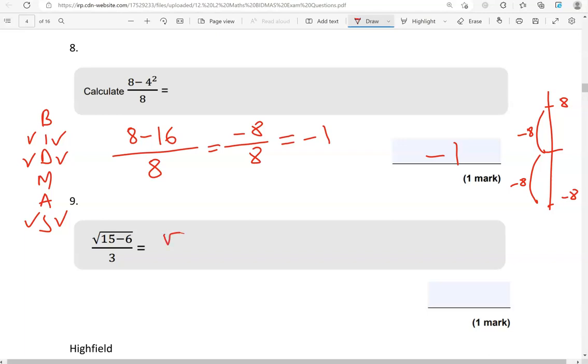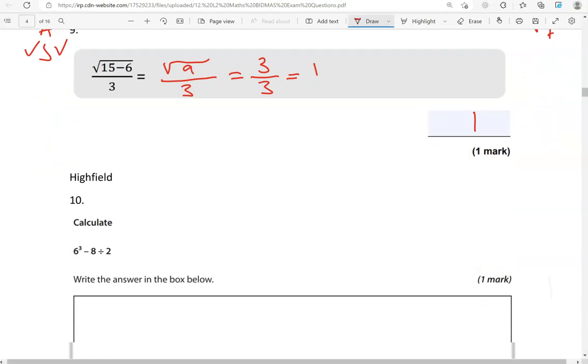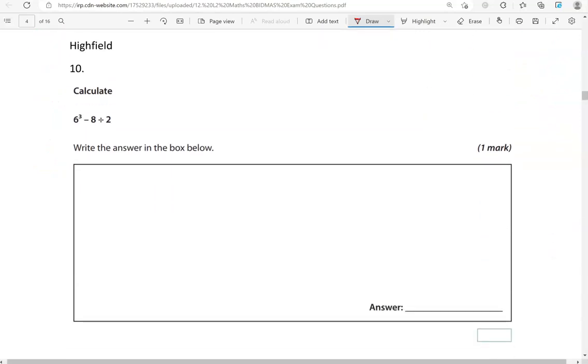So square root of 15 take away 6, that is 9, divided by 3. So square root of 9, that is 3, divided by 3 gives us 1, as a number divided by itself gives us 1.